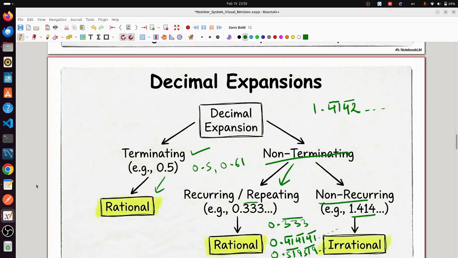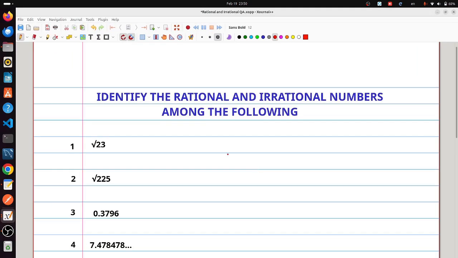Now let us quickly look into some of the problems. I have taken a few examples regarding how to identify rational and irrational numbers. Let's take the first problem, that is root 23. Can you guys tell me, is root 23 a rational or an irrational number? Of course it is an irrational number. Why? Because root 23 is not a perfect square. We cannot solve this any further, right? So this is an irrational number.